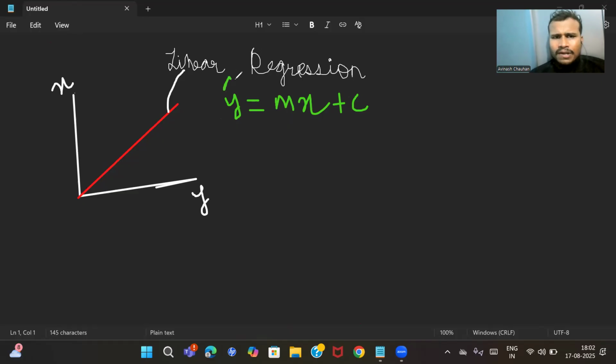Instead of y, I will write here y hat. Why y hat? Because these are my predicted points. So these are all my predicted points, and these predicted points are denoted with the help of y hat is equal to mx plus c, right?